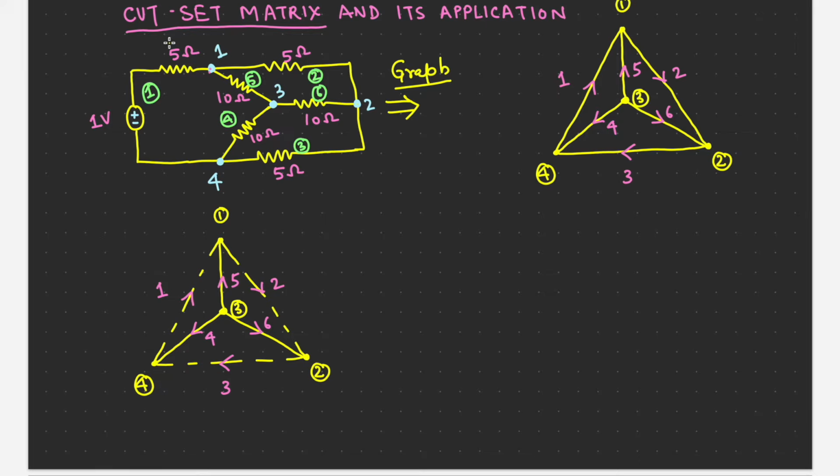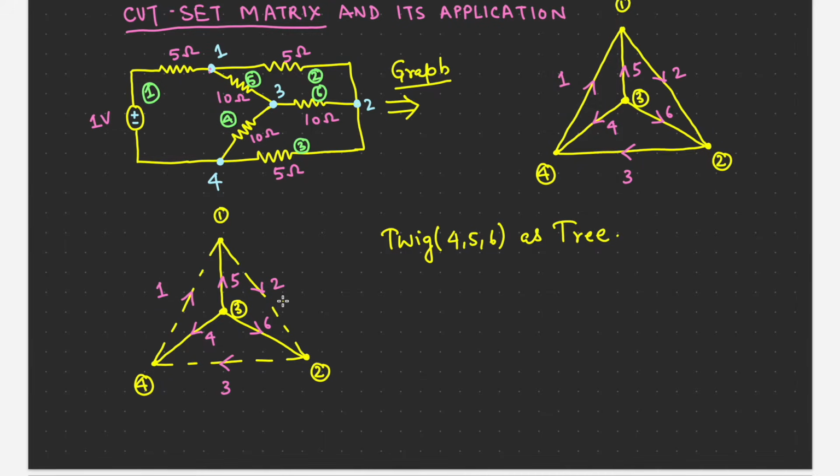In this video, I will be writing the cut set matrix of this network and then I will calculate the branch current and the nodal voltage at different nodes. To start with, we first have to draw the equivalent graph. So this is the graph of this circuit, and after that we have to choose some tree. In this case I have taken twigs 4, 5, 6 as the tree.